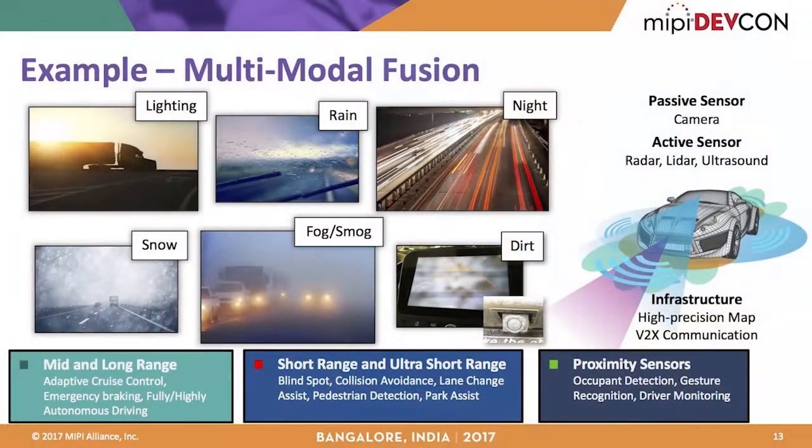Next example, multimodal fusion. As I touched upon a few minutes back, multimodal fusion means a passive sensor like a camera and an active sensor like a radar, LiDAR, or ultrasound. There are different kinds of modes depending on the application. For mid and long range, you need radar. For very short range, you can use LiDAR. And for very, very short, like very proximity range, you can use an ultrasonic sensor.